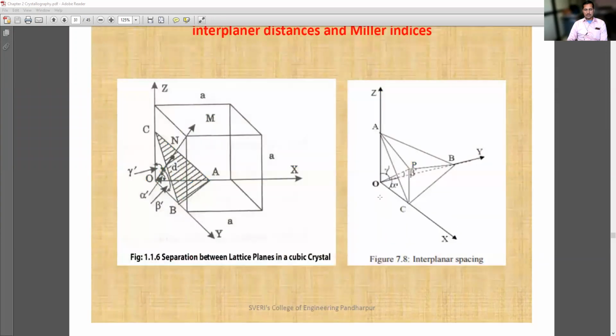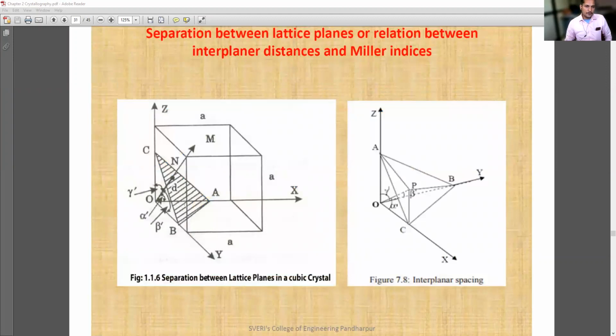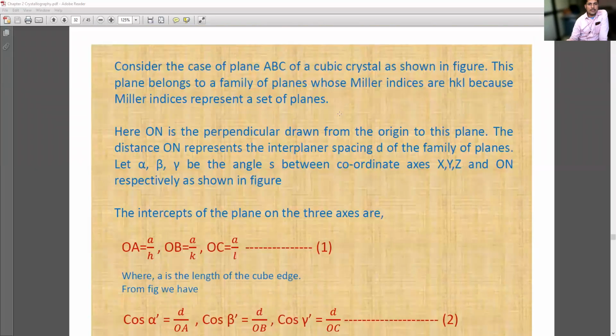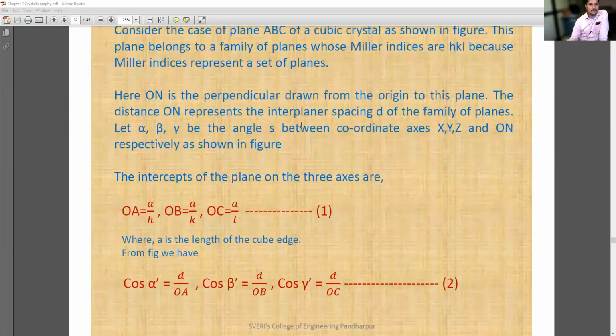So let us move to the figure once again. आपण इथे काय काय म्हणतोय तर एक प्लेन कन्सिडर केलंय कॅपिटल ABC. आपण ON ही परपेंडिक्युलर ड्रॉन करतो ओरिजिन मधनं आणि हे जे ON डिस्टन्स आहे हेच इंटरप्लेनर आहे, याला आपण म्हणतो स्मॉल d. त्यानंतर इंटरसेप्ट्स आहेत OA, OB आणि OC XYZ ला रेस्पेक्टिव्हली आणि अँगल्स आहेत अल्फा डॅश, बीटा डॅश आणि गॅमा डॅश along this X, Y and Z or along this OA, OB and OC you can consider. Now here what we are doing, we are defining the intercepts first and then angles.